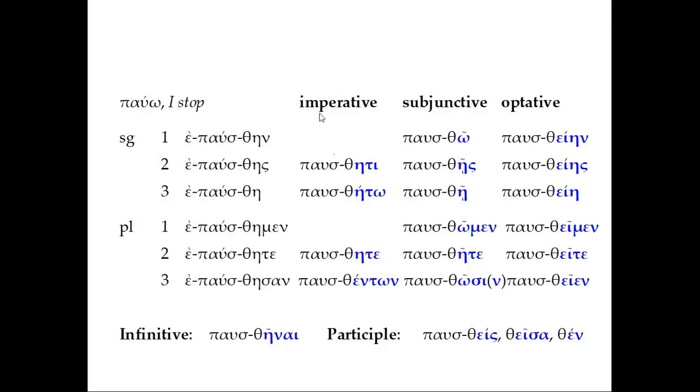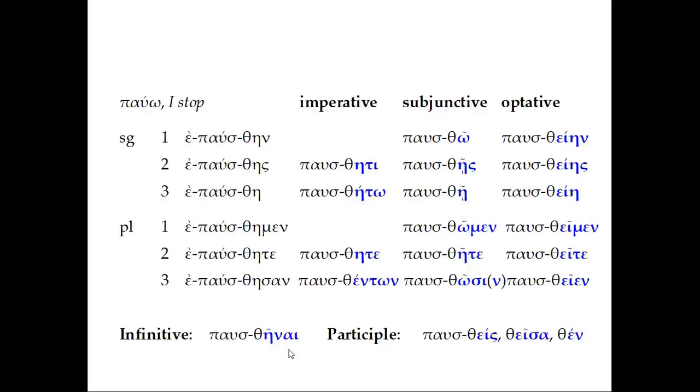The imperative has some new endings, in particular second person singular. But if you look at the subjunctive endings, these are actually the subjunctive forms of the verb eimi, I am. And the optative forms as well are the optative forms of that same verb. So we actually have quite a bit of reuse of forms, recycling of forms here.